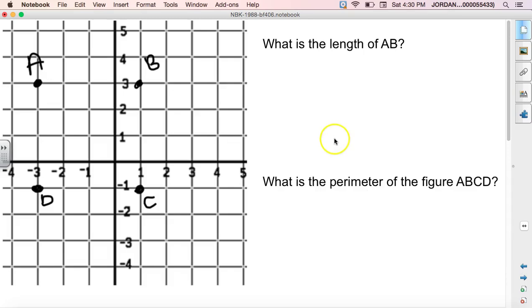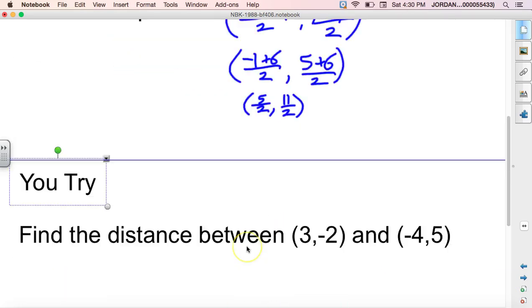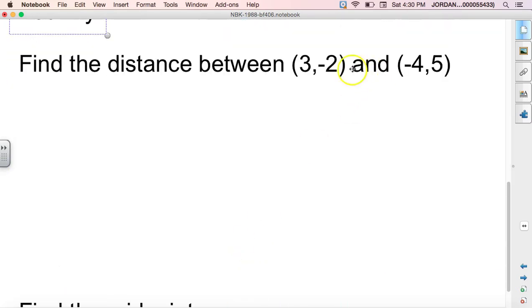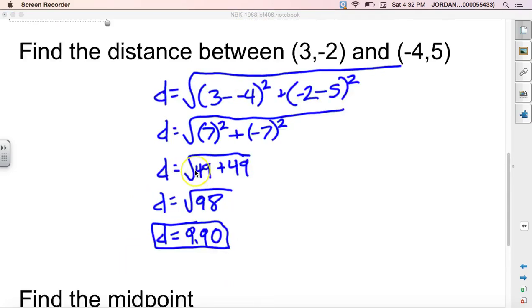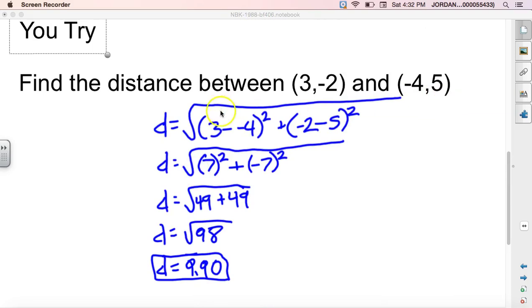Alright, so you guys go ahead and do the U-try down here. Try to find the distance between these two and the midpoint between these two, and then I'll go over it. So go ahead and pause the video, give them a try. So the distance between 3, negative 2, and negative 4, 5, we're going to plug in right here. X minus the x, so 3 minus negative 4, make sure you do minus a negative squared, and then subtract the y's. Negative 2 minus 5 squared.